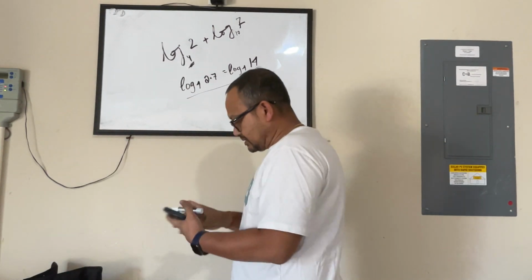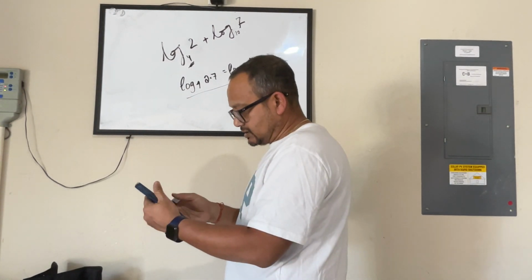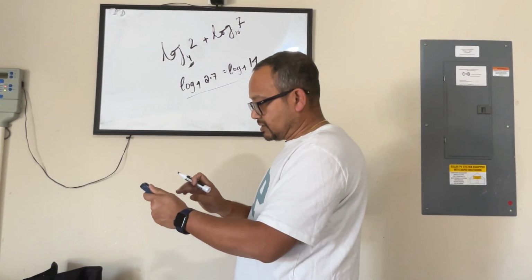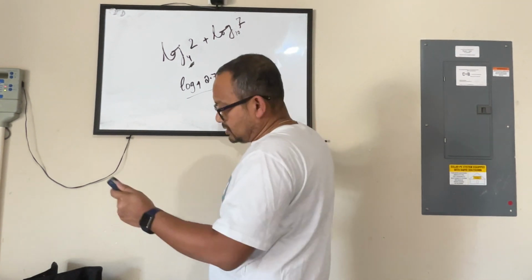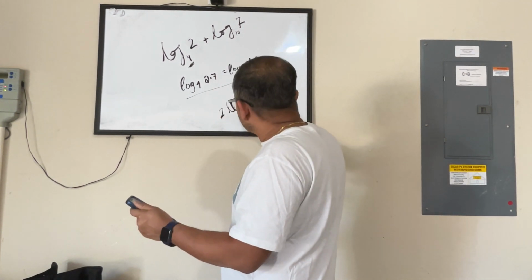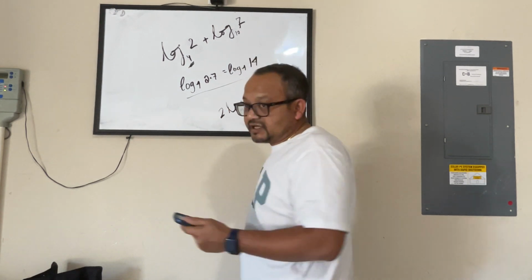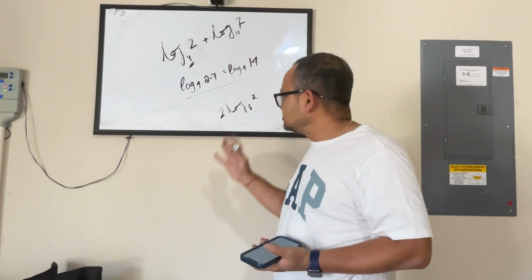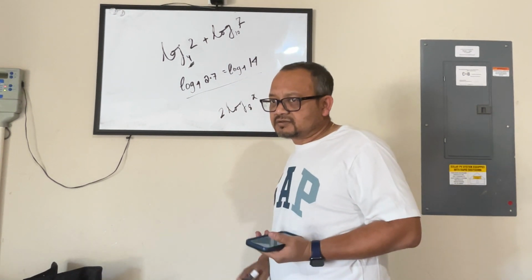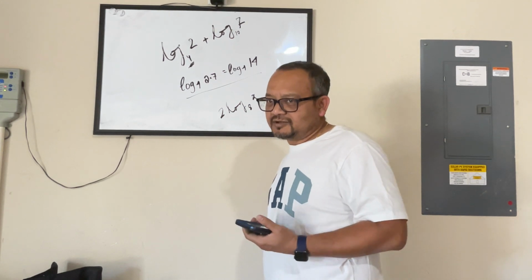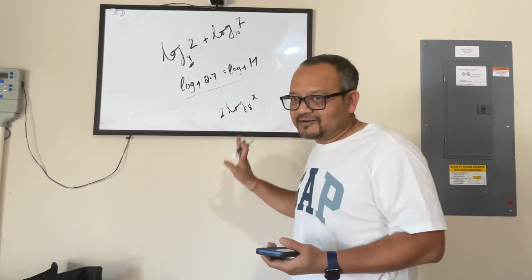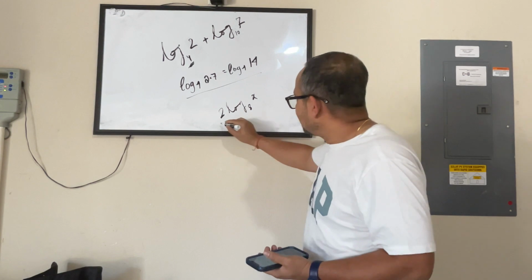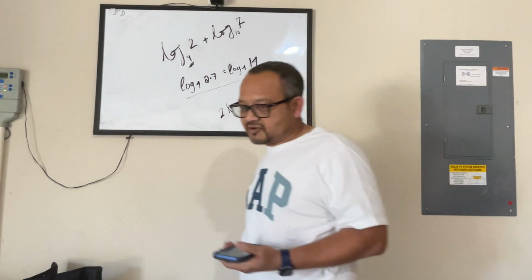Now, let's look at the next one. 2 log x base 8. Do you think we need to solve this? Do we? No. We don't need to, right? Yeah. You know this. It's multiplied, it's coming as a power.